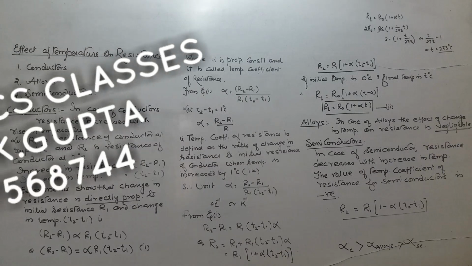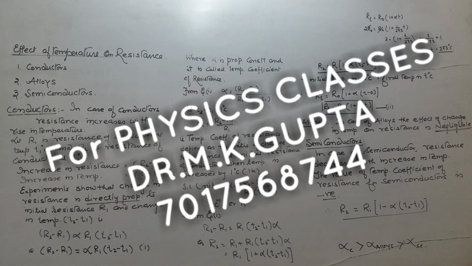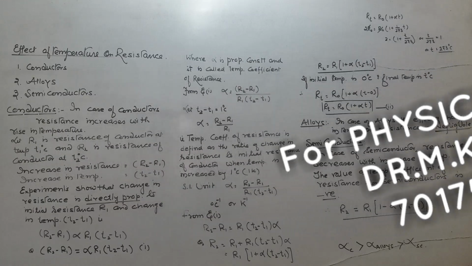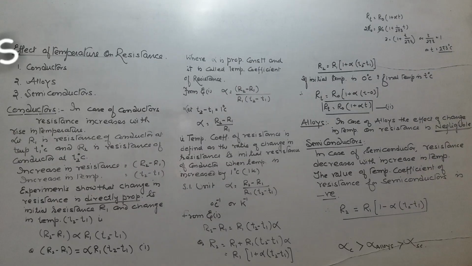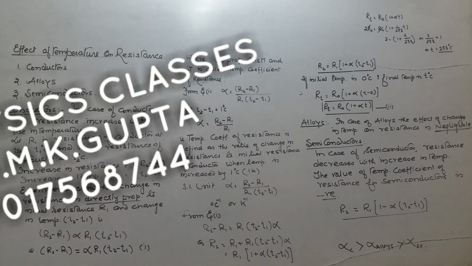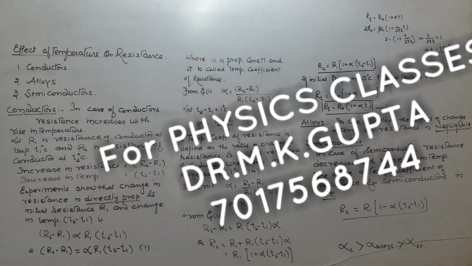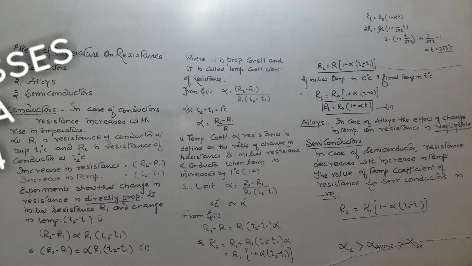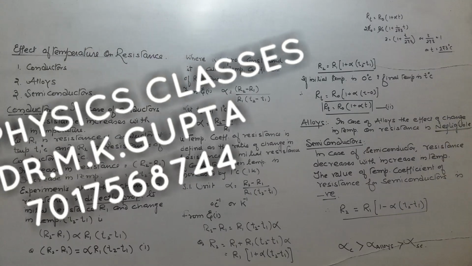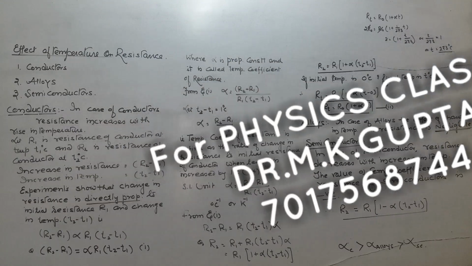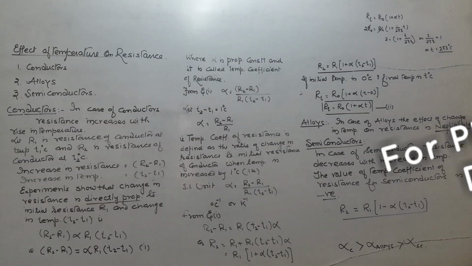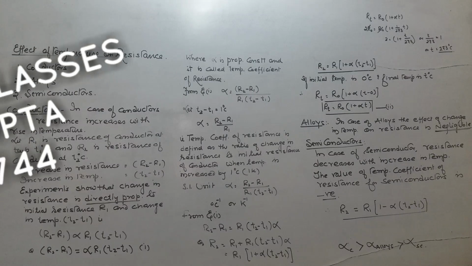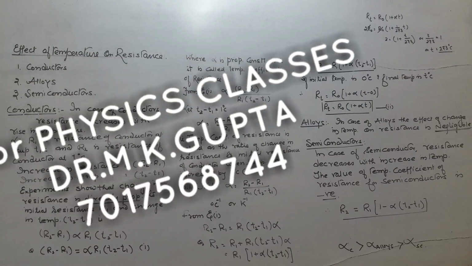Alpha is called the temperature coefficient of resistance, which is defined as the ratio of change in resistance to initial resistance when the temperature of the conductor is increased by 1 degree Celsius. The temperature coefficient of resistance is a scalar quantity and its SI unit is Kelvin power minus 1, or we can also write degree Celsius power minus 1.